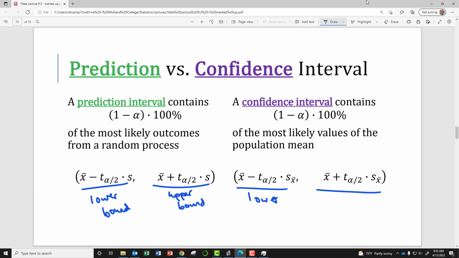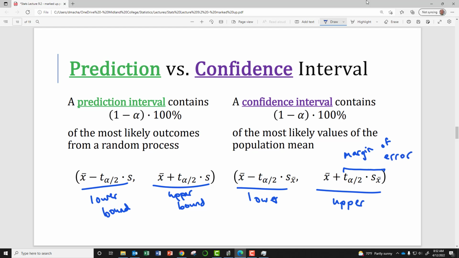Notice both the prediction interval and the confidence interval are centered around our sample mean, and we're adding something for the upper bound and subtracting something for the lower bound. And so again, this is what we would call the margin of error.